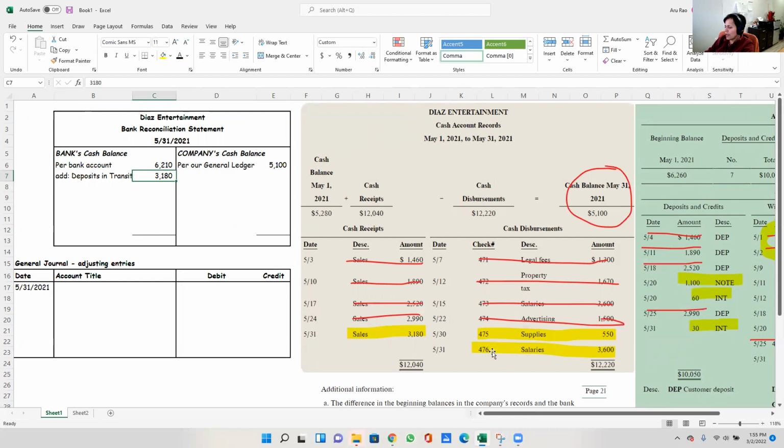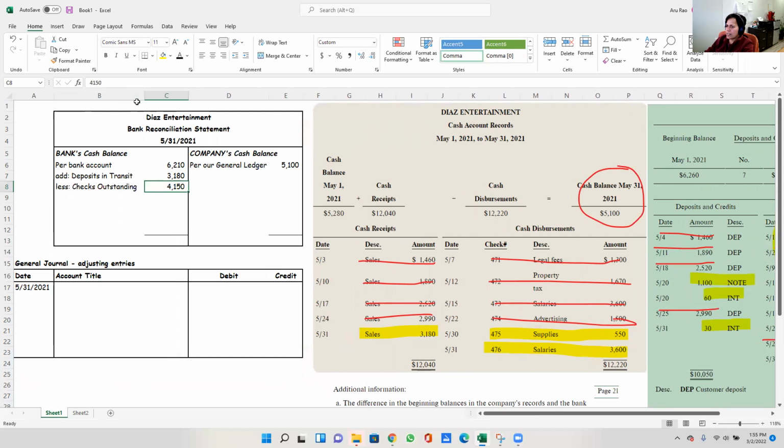Okay. Next, I look at these numbers over here. These two checks, I've already written out and I've made payments. One is for supplies. So I made a payment. I went to, let's say, Staples. I bought something and I gave them a check of $550. It's going to clear the bank next month. When it clears the bank, it's going to be taken out of my account. Same thing, salaries. I paid my employees. They're going to deposit it. Next month, it's going to go out of my account. So I combine those two numbers and I call that checks outstanding.